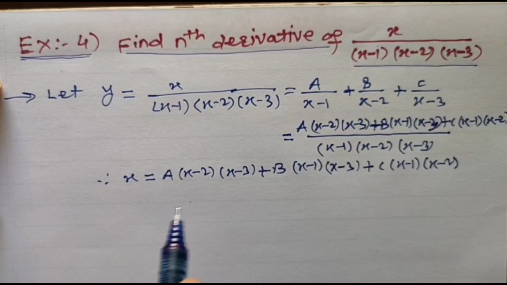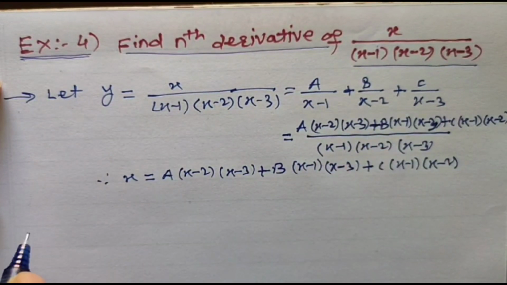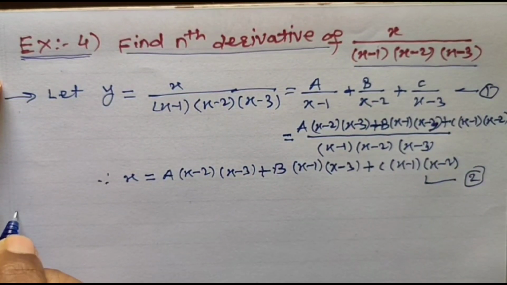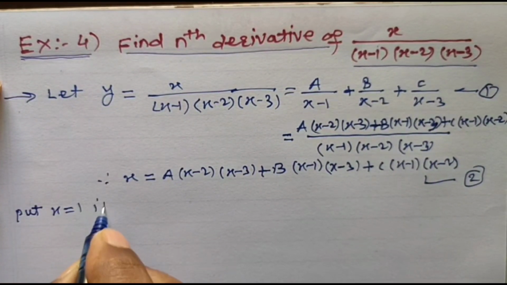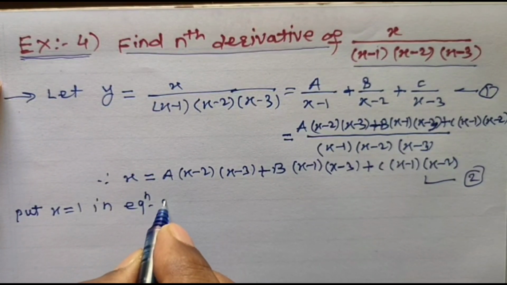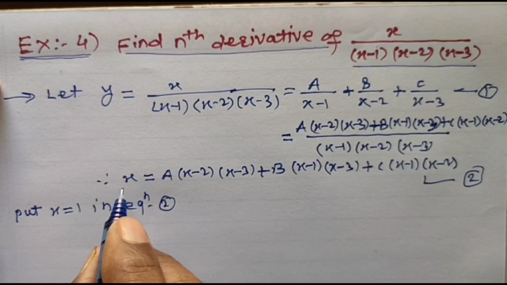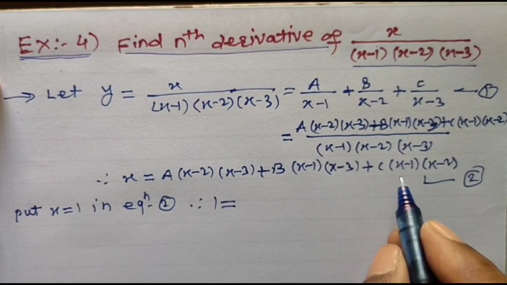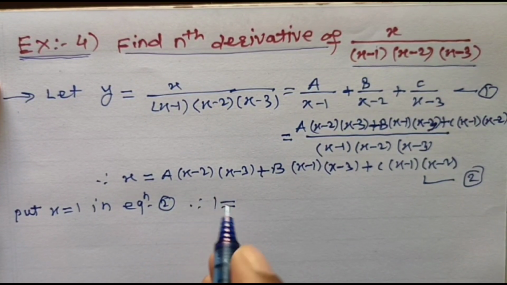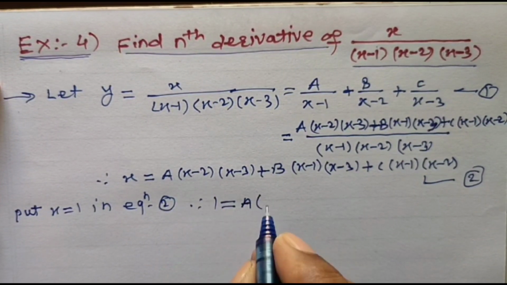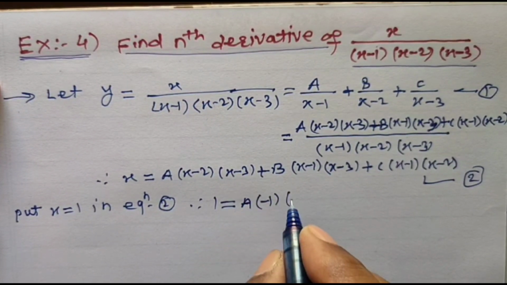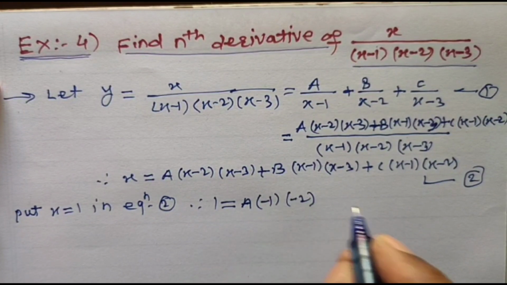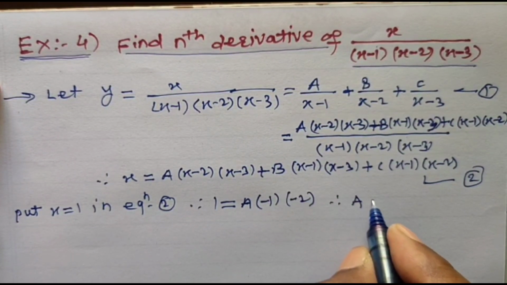Now to find the values of the arbitrary constants a, b, c, suppose this is equation number 2 and the earlier one is equation number 1. Put x is equal to 1 in equation 2. This gives 1 is equal to, the second term becomes 0, the third term becomes 0, only this term remains. a into (1 minus 2), that is minus 1, into (1 minus 3), that is minus 2. Minus 2 into minus 1 is 2, and 1 is equal to 2a. This implies a is equal to half.